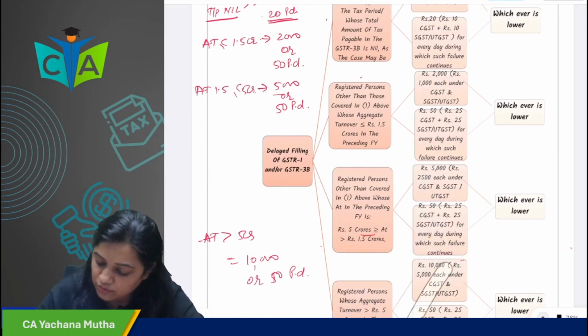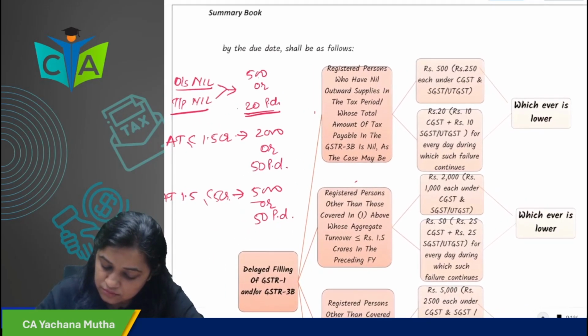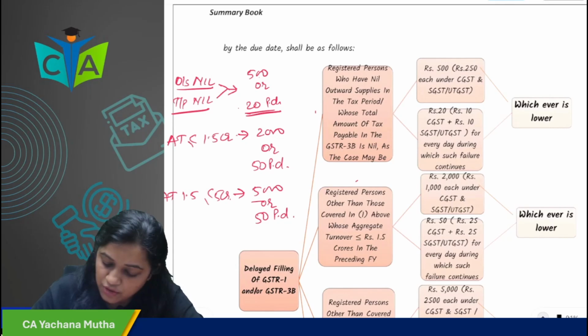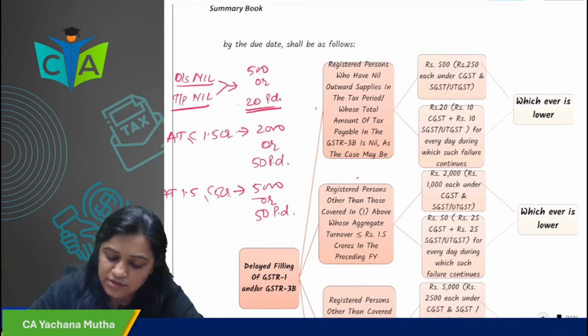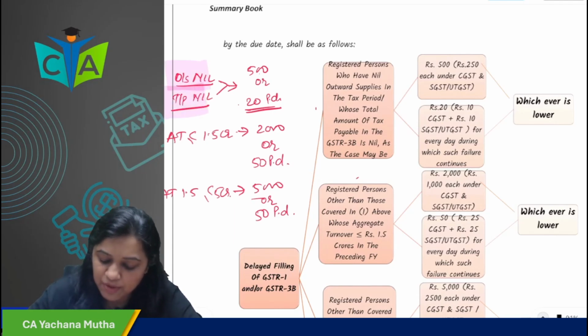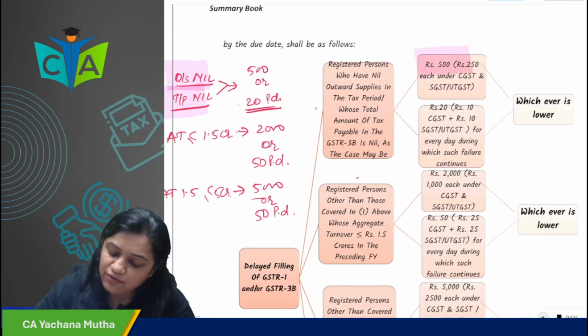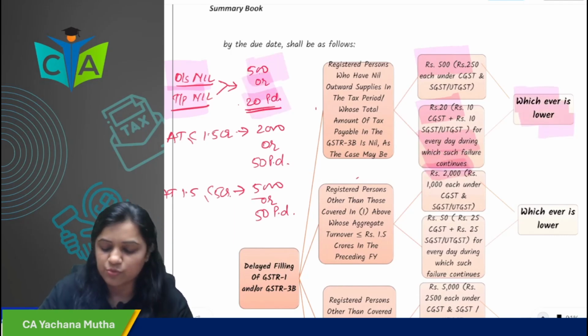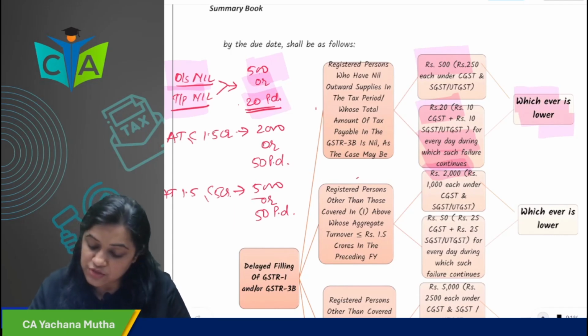So now if you are dealing with GSTR 1 or 3B and you are a registered person, your outward supply is nil or your tax payable is nil, then 500 rupees or 20 rupees per day during which such default continues, whichever is lower. 500 rupees or 20 rupees per day during which such default continues, whichever is lower.